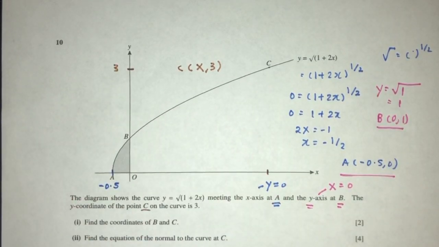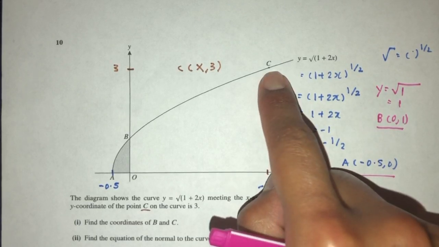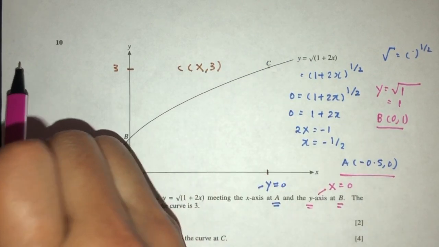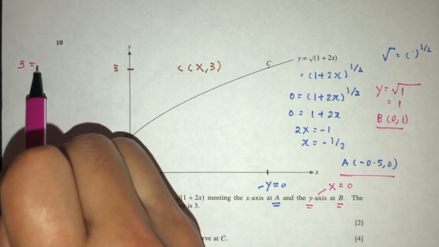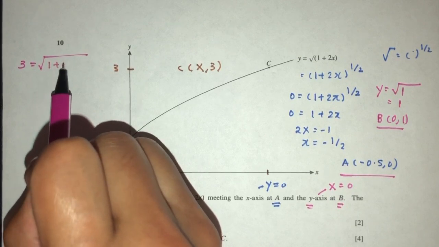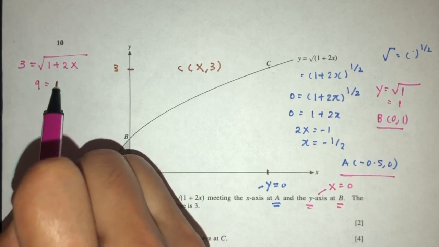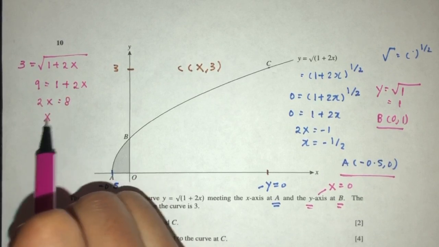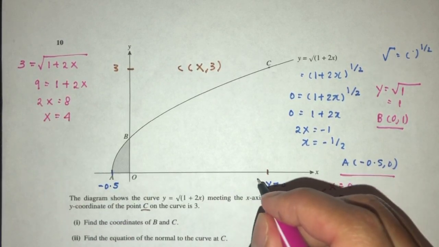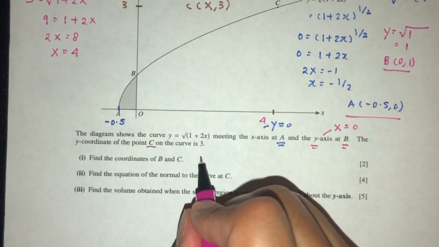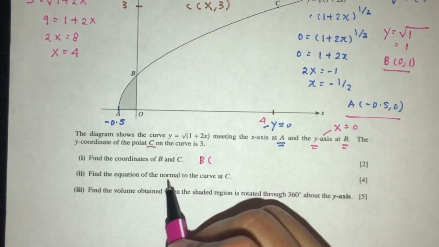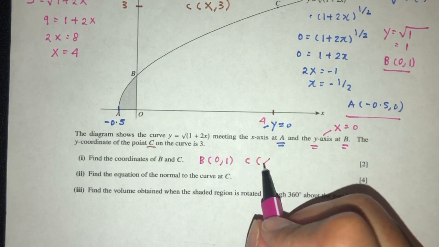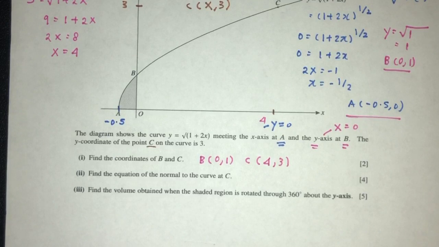So how would you find the x value? Pretty easy. Since C lies on the curve, just replace y by 3 and solve for x. So let's do this. We have y is 3. That will be root of 1 plus 2x. That will be 9 equals 1 plus 2x. That should be 8, and x will be 4. So here you go. The point B is (0, 1), and the point C is (4, 3). Okay, that will be part 1 of your question.